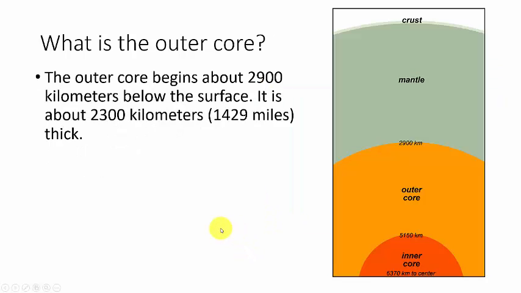So what is the outer core? We've already covered the crust, we've covered the mantle, and now we're at the outer core. That's about 2,900 kilometers below the surface, but it's about 2,300 kilometers thick, meaning it starts here and goes from here about 2,300 kilometers, or about 1,429 miles thick.